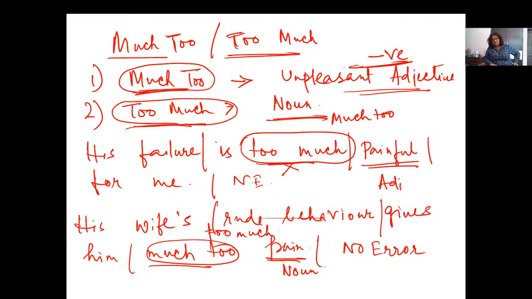Both can be negative: negative noun, negative adjective. After too much, we have to take a noun. And after much too, we have to take an unpleasant adjective. Guys, any question? Instead of much too, we have to take too much. Yeah, Shweta, absolutely. Suma, Lata, rest of the students, is it clear or not?